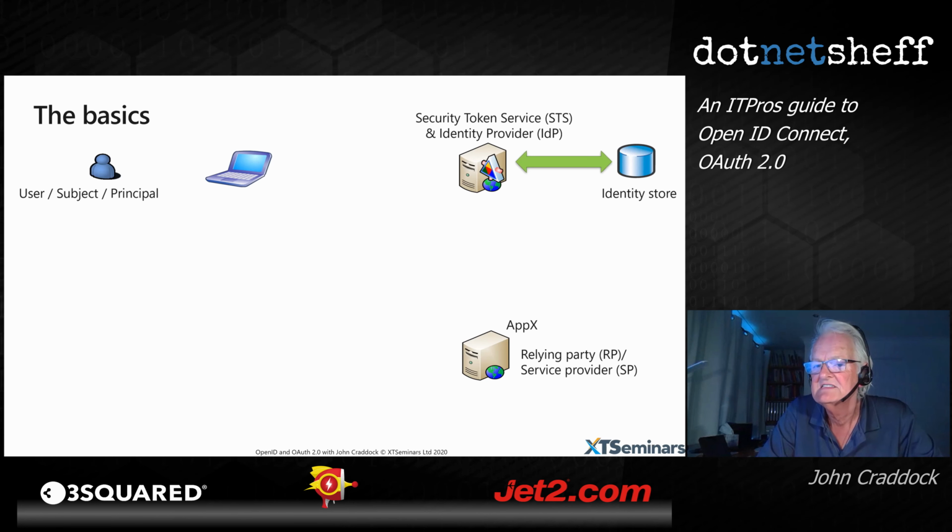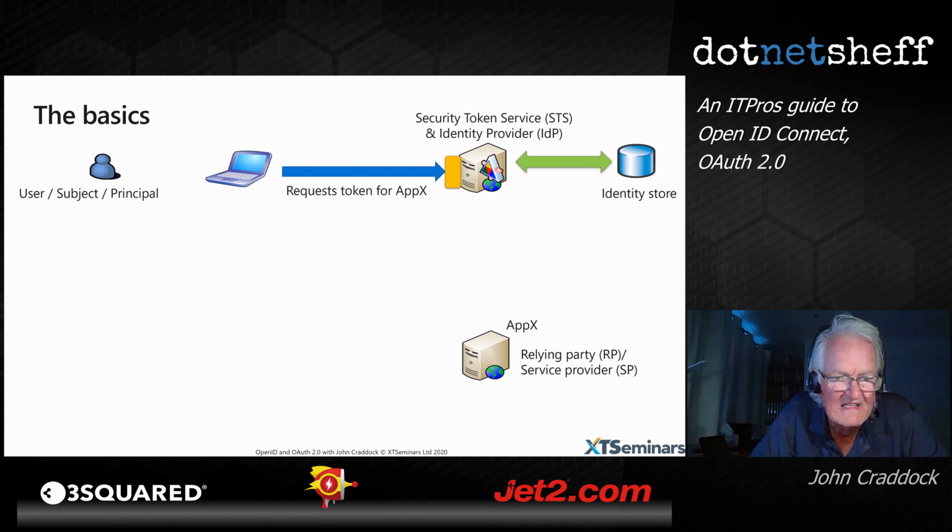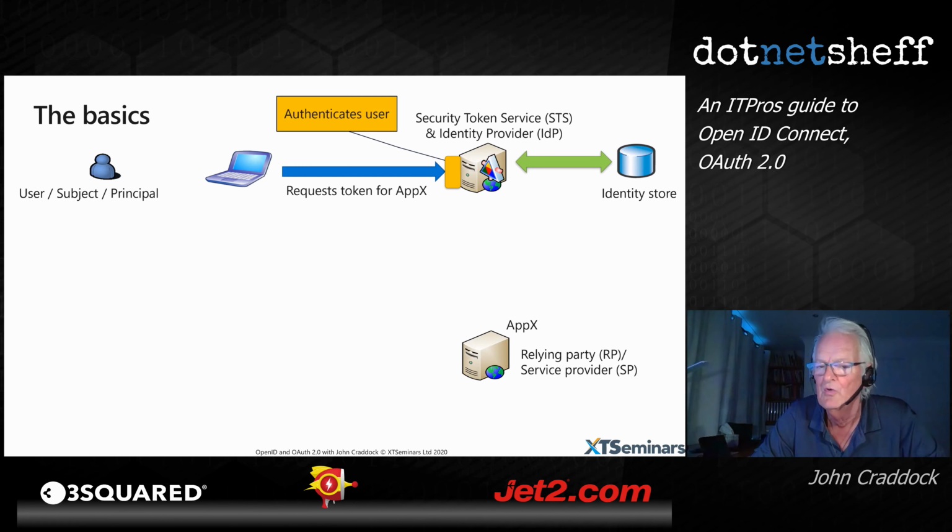What the user does is go to a security token service that application X trusts. And it says, please, could I have a token that will prove my authentication to application X? And the security token service says, you need to be authenticated. And that's the first job it will do, is authenticate the user. Now, that security token service may be able to authenticate the user, or it may know where to send the user to get authenticated.